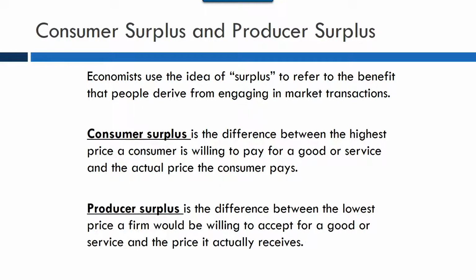And producer surplus is the difference between the lowest price a firm would be willing to accept, which is generally going to be their cost, and what they actually receive for it. So again, if you go back to eBay, it's kind of like the minimum bid that they would accept. This is the minimum I'll accept for it. Anything they got over that, the difference there would be the surplus.